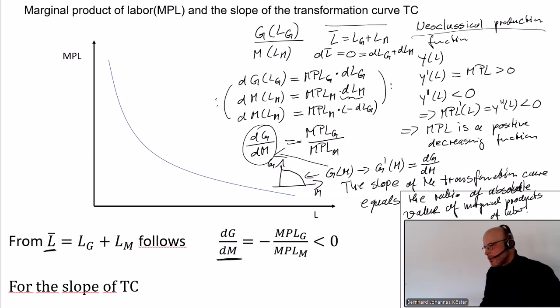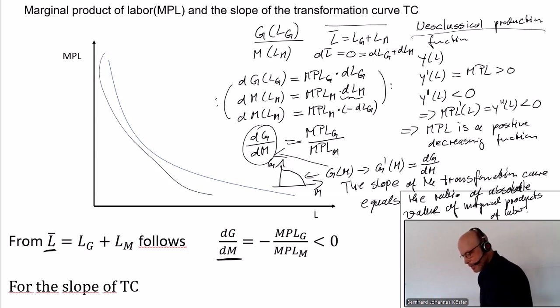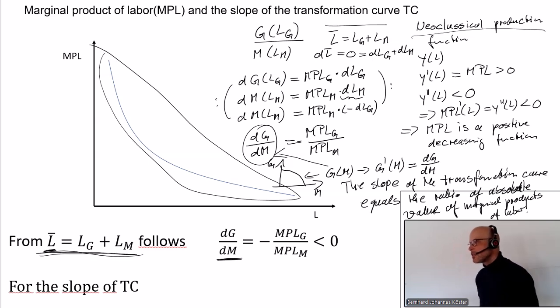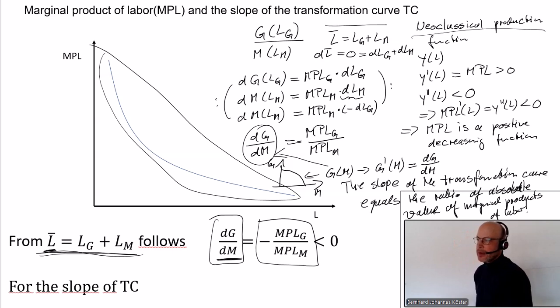And for this, we came to profit maximization. For this, we need the marginal product of labor, and we derive how it looks. From positive but decreasing marginal products, we can derive that the marginal product of labor function is a positive but decreasing function, like we see it here. And together with the resource restriction at the labor market, we obtained the result that the slope of the transformation curve equals minus the ratio of the marginal products within the two sectors.